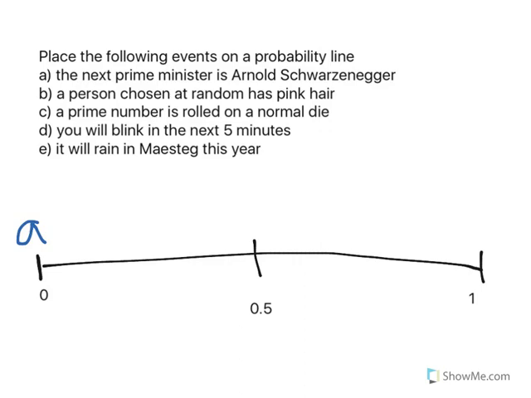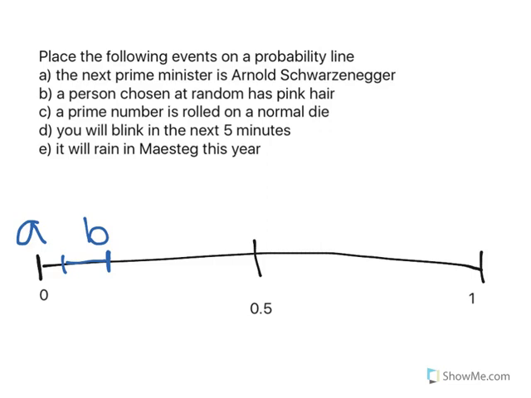B, a person chosen at random has pink hair. Not very many people have pink hair, but some people do. So it's not impossible, it would be down here. Not a lot of people have pink hair, so there'll always be a range in the mark scheme. It doesn't have to be precise when you're looking at likely or unlikely. It does have to be in a range that they're going to look for.